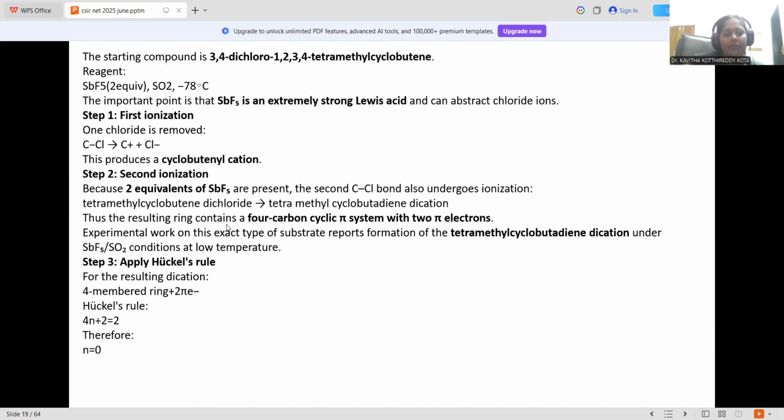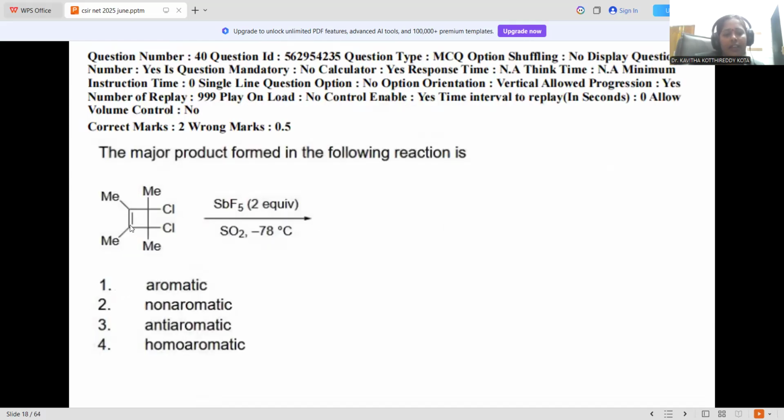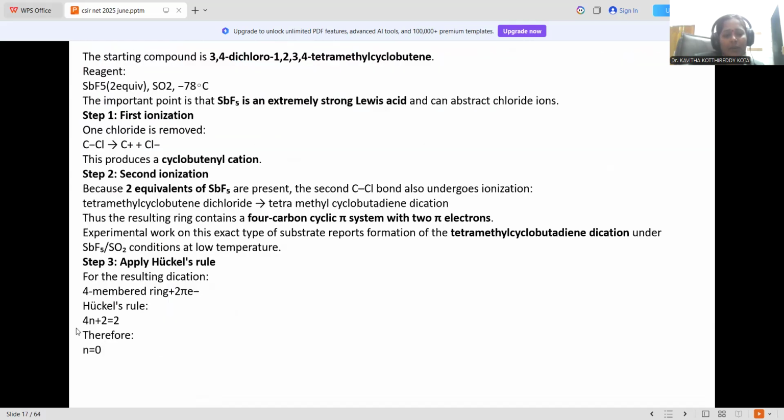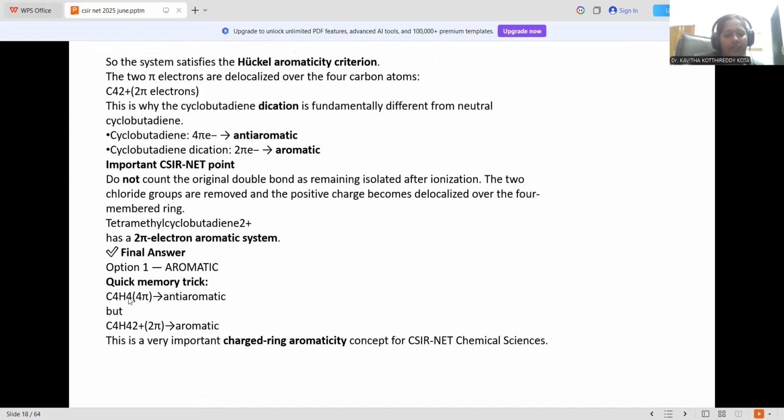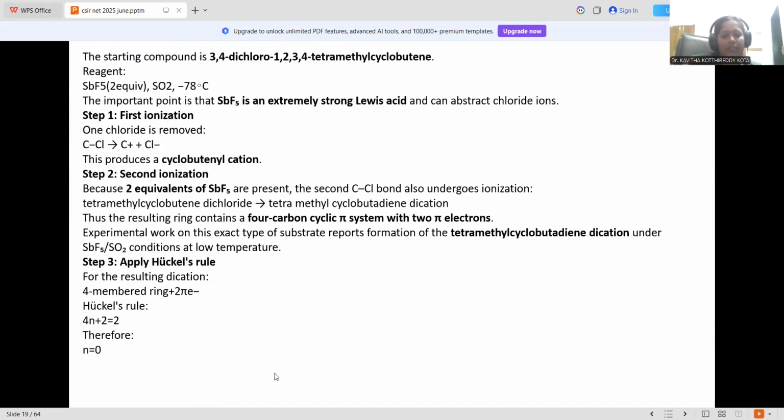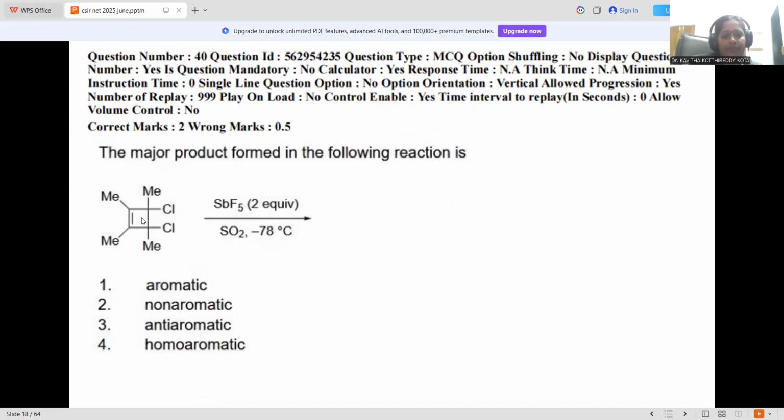Here we have a cyclobutene dicarbocation. It is aromatic in nature. That aromatic compound is satisfying the Hückel formula, a 4n plus 2 pi electron system is located within, so that it is the aromatic compound. Option 1 is the correct answer. C4H4 is anti-aromatic. C4H4 2+ will be the aromatic compound. So here is the very important point.